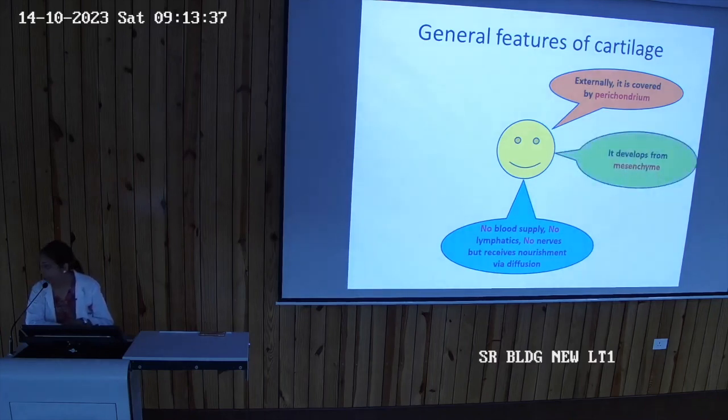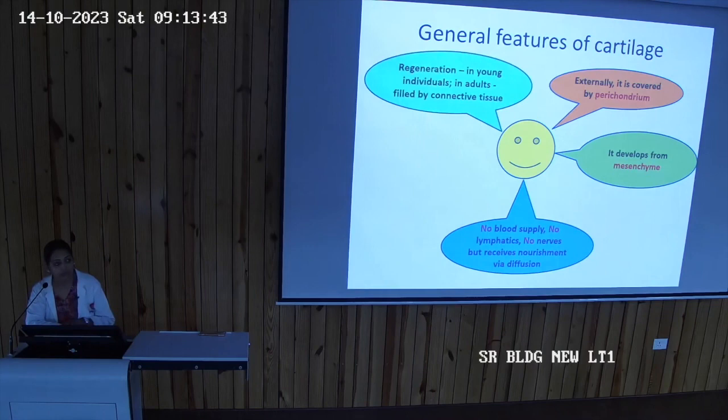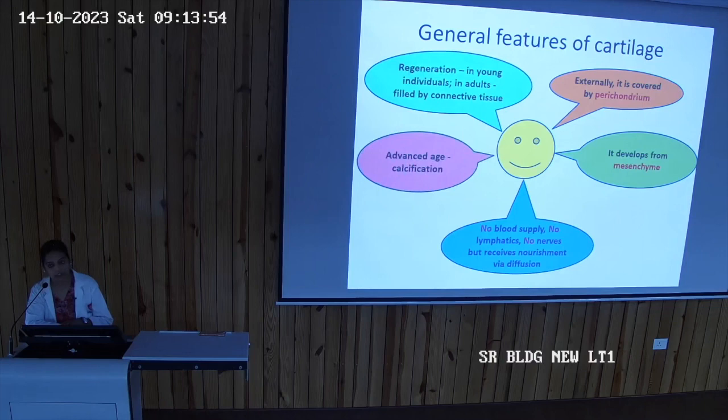Then, how does it develop? It develops from the specialized cells in the mesenchymal tissue. Regeneration in young individuals is possible. When it is torn, it is filled with connective tissue. In advanced stage, calcification of cartilage takes place.